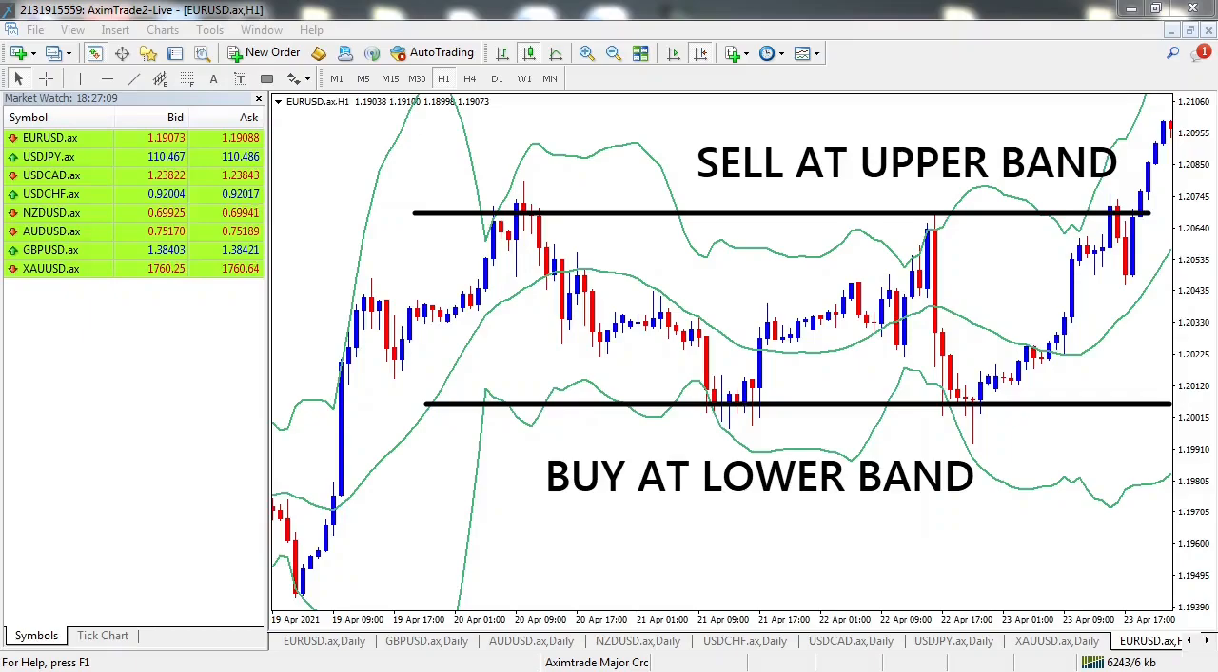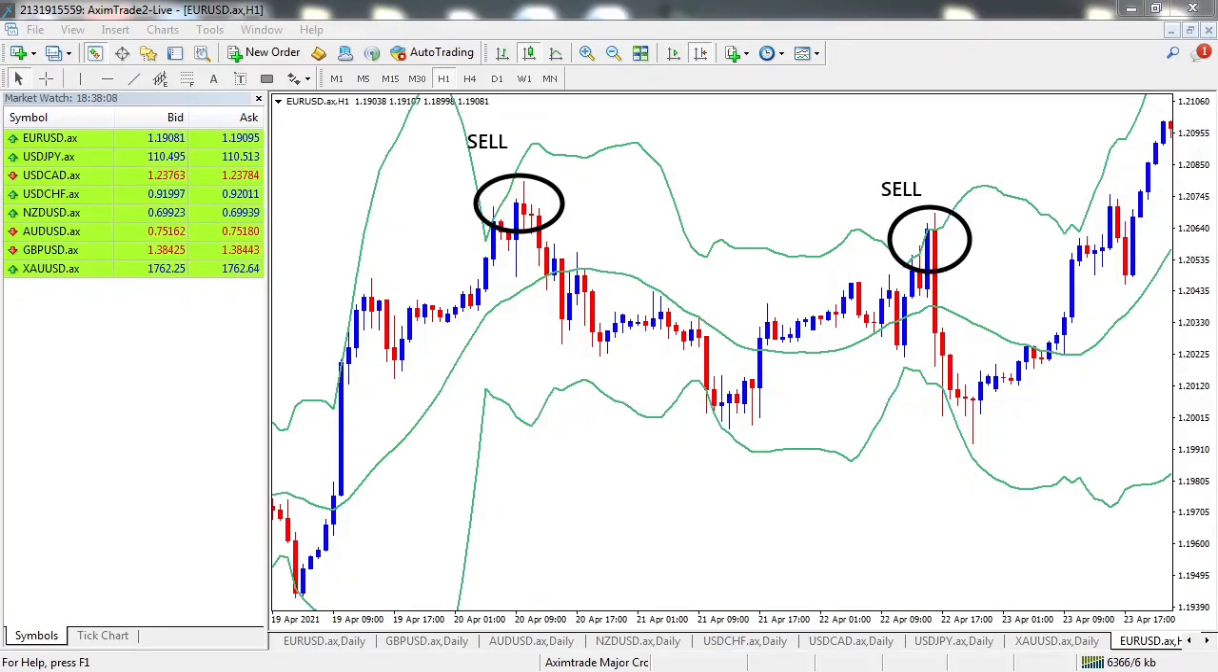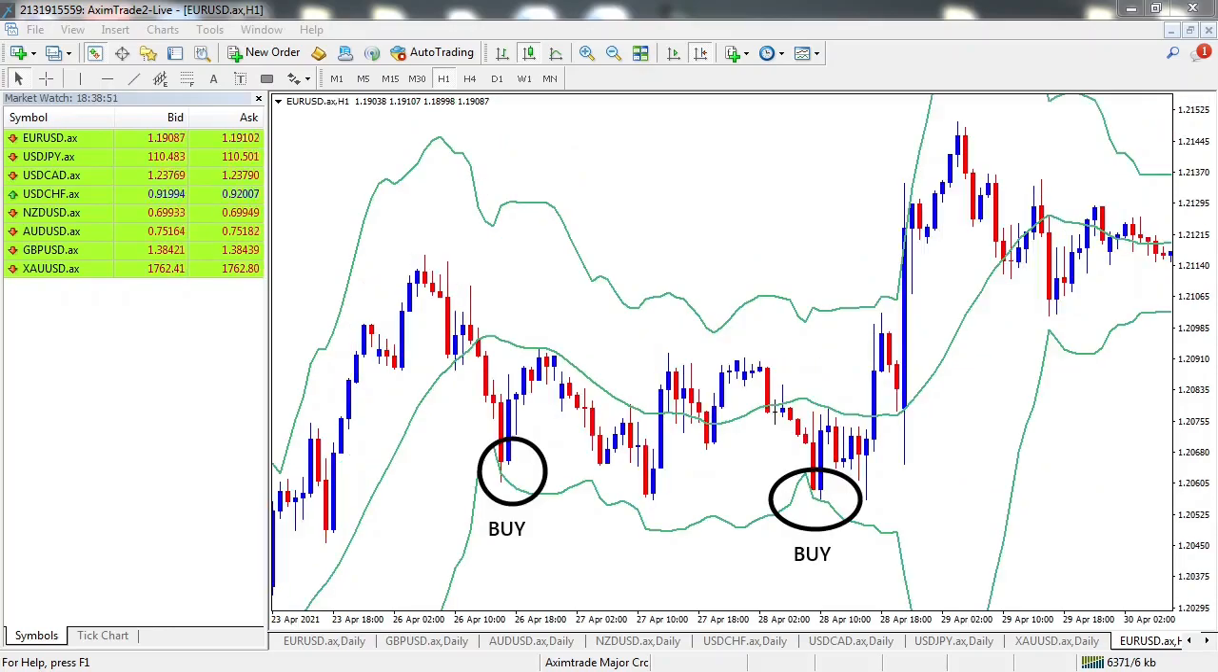Thus, when the bands are parallel, we usually go short at the upper Bollinger Band and long at the lower Bollinger Band, preferably when there is additional confirmation of support and resistance. Here are a few examples of Bollinger Band signals during ranges or in a sideways market.